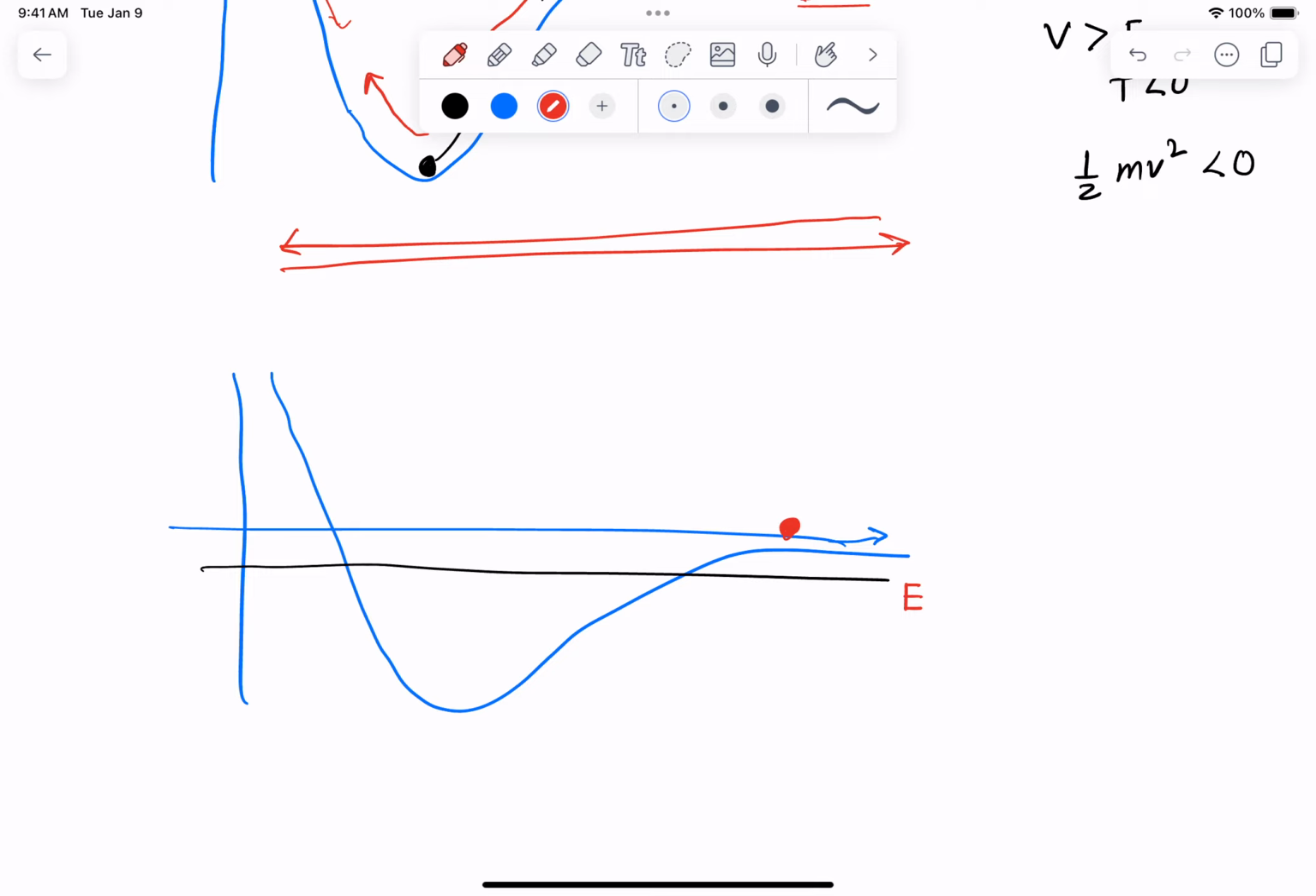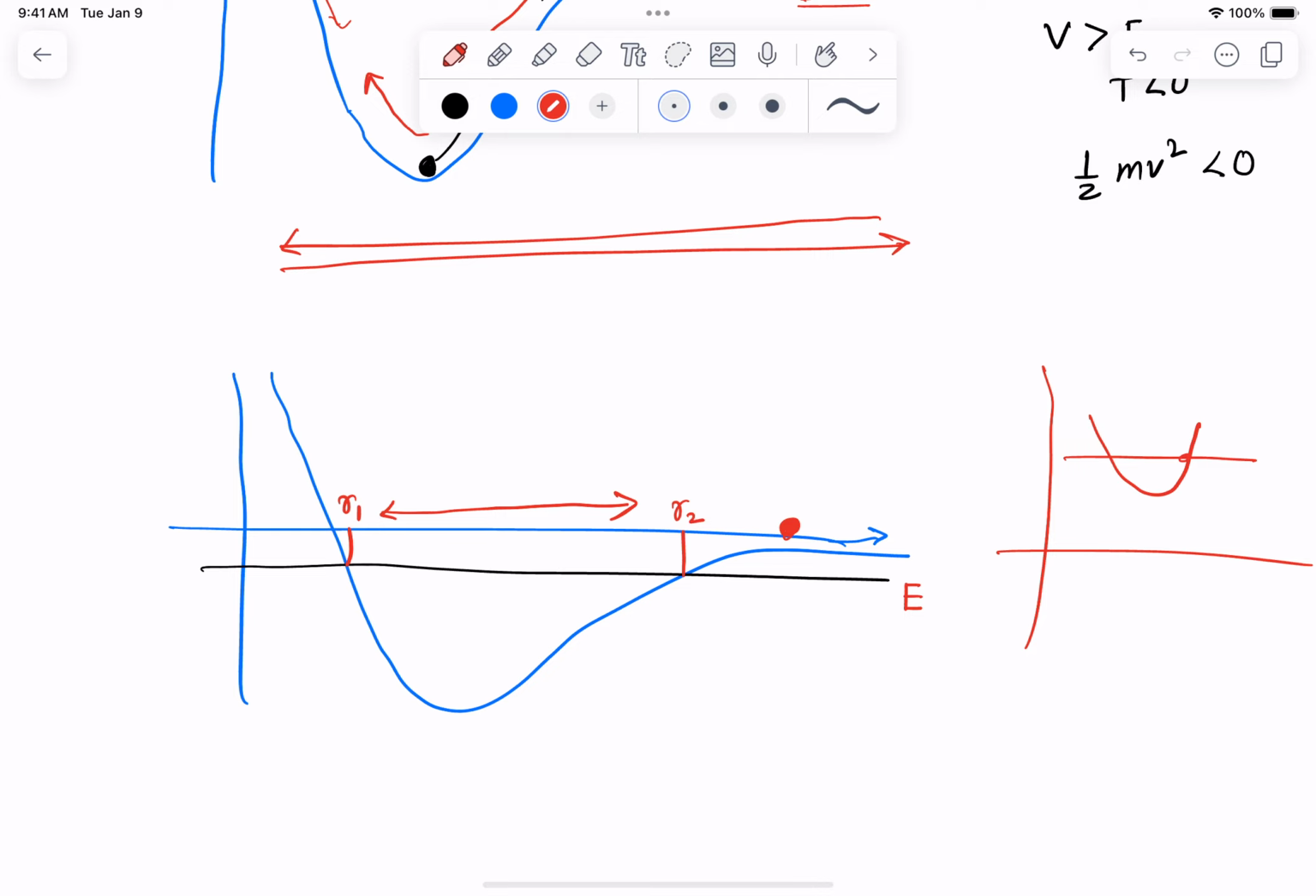The only positions it's allowed to be are this value of r, let's call this r2, and this value of r, let's call it r1. So these are the values which are allowed. Everything else is not allowed. This is again very similar to our simple harmonic oscillator case, where the only values of r which were allowed were in this region. The other values of the radius were not allowed.